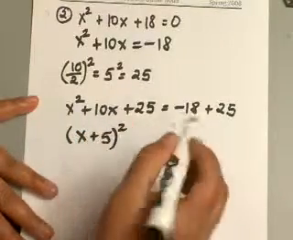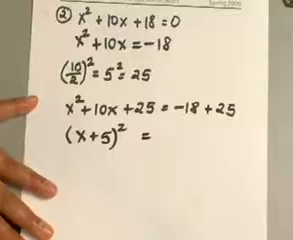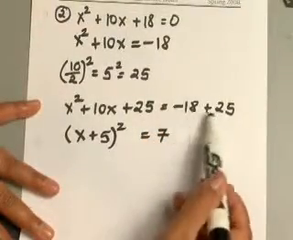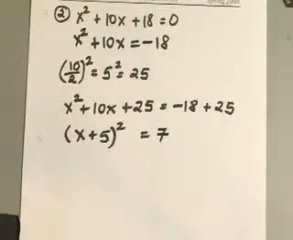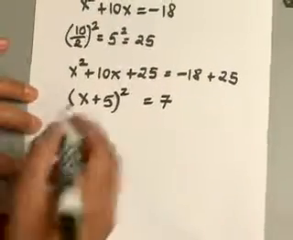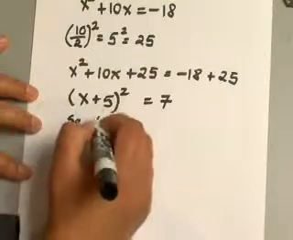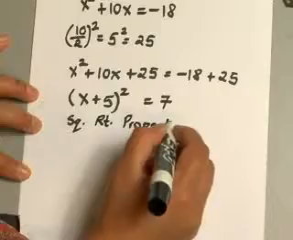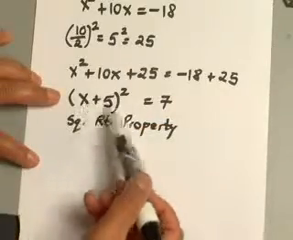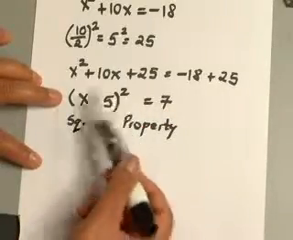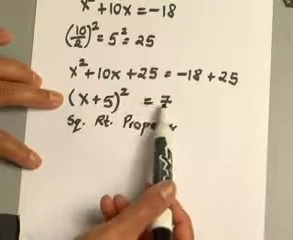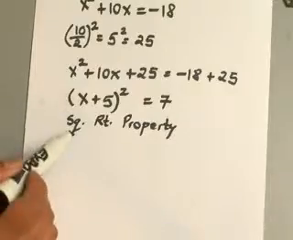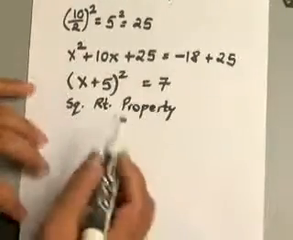Okay, let's go ahead and factor our left hand side, and that will be x plus 5 squared, and your right hand side will give you 7. Okay, -18 plus 25. Now again, apply your square root property. And again, remember, you cannot use the square root property till you write your equation in this form, which is x plus 5 whole quantity squared equals 7.